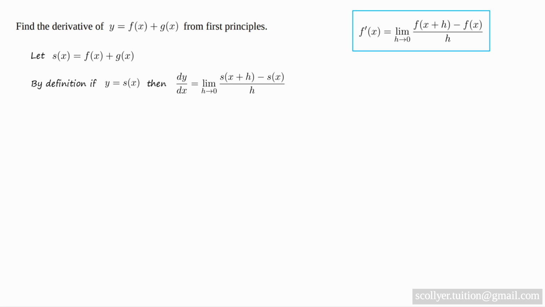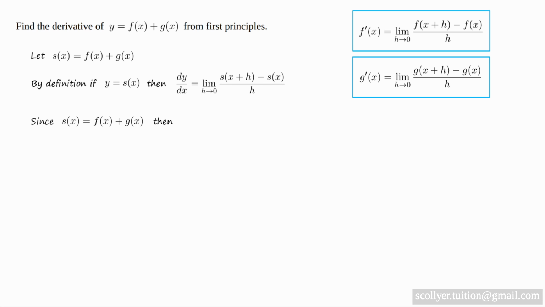And we recall that the derivative of f of x, which is f dashed of x, is given by the limit as h tends to 0 of f of x plus h minus f of x over h. And similarly for the derivative of g of x, g dashed of x. Now given that s of x equals f of x plus g of x, then s of x plus h equals f of x plus h plus g of x plus h. And so we have that dy by dx equals the limit as h tends to 0 of s of x plus h minus s of x over h.